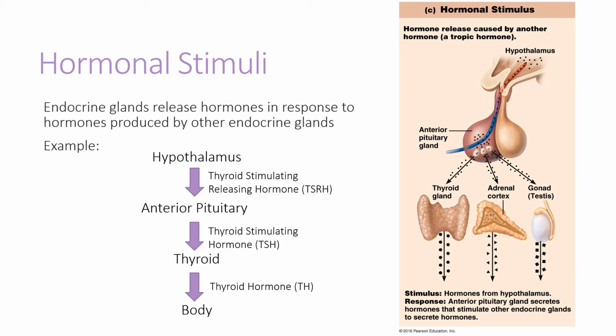Here we see a cascade of one hormone causing the release of another, which causes the release of yet another. So hormonal stimuli are very common stimuli for the release of hormones by the endocrine system.